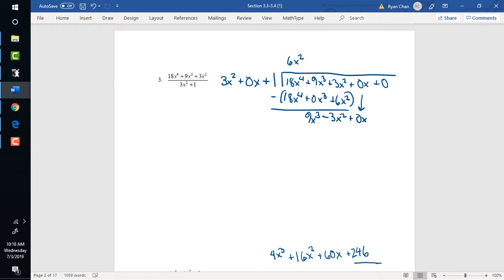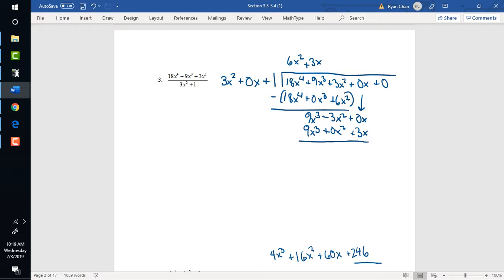So, 3x squared times what gives me 9x cubed? That will be 3x, okay? Now, even if we might be wrong, at least we know we're kind of in the right direction, because notice I have a degree 1 less than my predecessor, okay? So, 3x times 3x squared is 9x cubed plus 0x squared plus 3x.